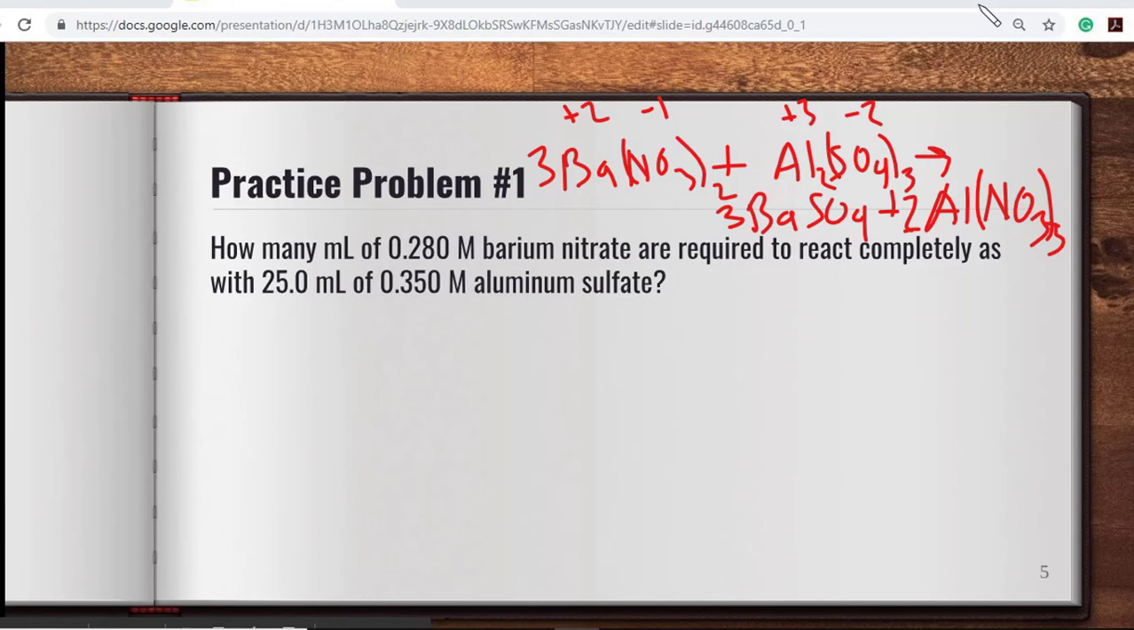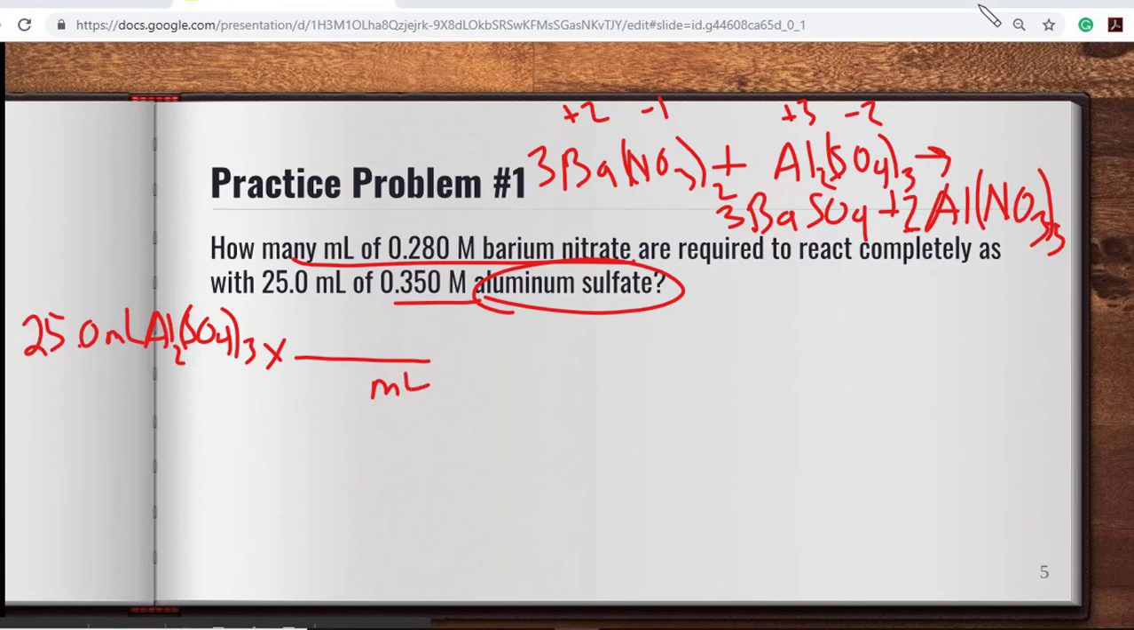The question is asking for how many milliliters of barium nitrate. Okay, so that's what we're going to end with. So we're going to start with aluminum sulfate. I can't start with molarity because that's a ratio, that's moles per liter, but I can start with 25 milliliters. So we're going to start with that. So we got 25 milliliters of Al2(SO4)3. Okay, so we get 25 milliliters to start.